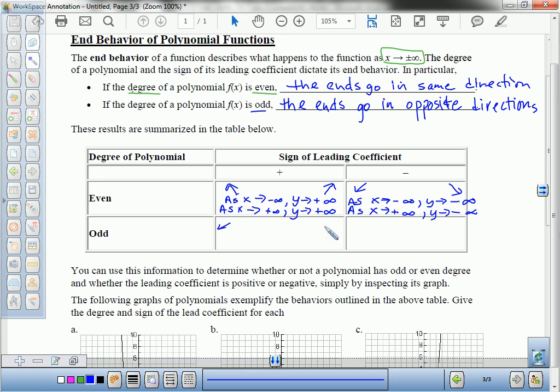All right, if it's odd and positive, we can think about it as that line. It's going to go down to the left and up to the right. So as x approaches negative infinity, y does too. And as x approaches positive infinity, y also does. It falls to the left and it rises to the right. And then the last one is an odd degree with a negative leading coefficient. And guys, in the first part of Unit 1, we had to do this because you had to know these things to be able to graph. You guys did really well with that.